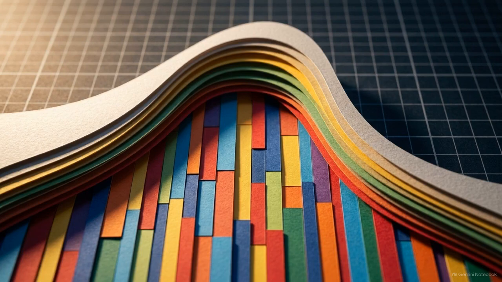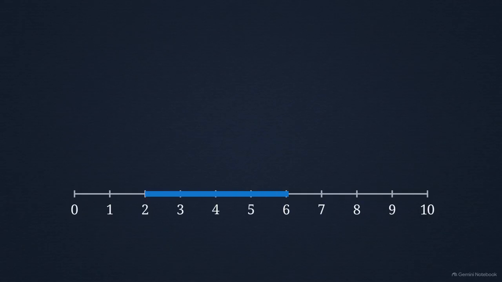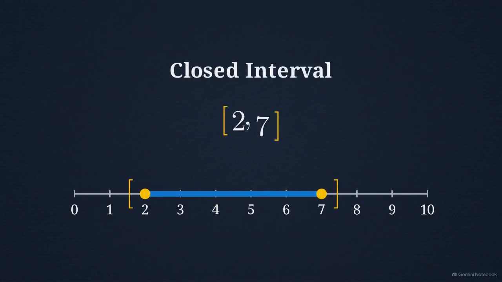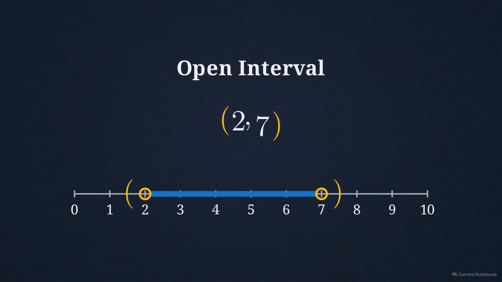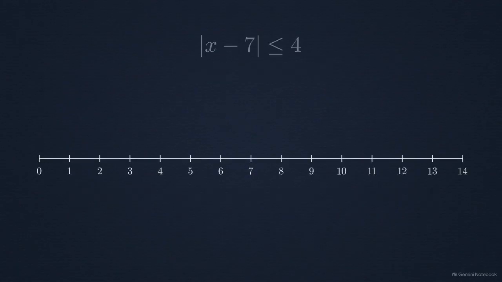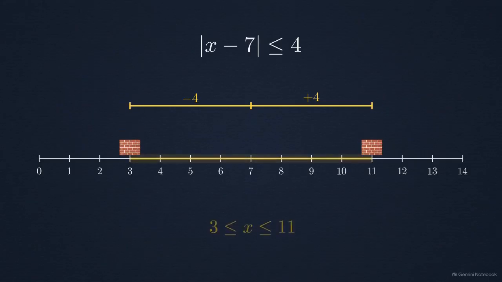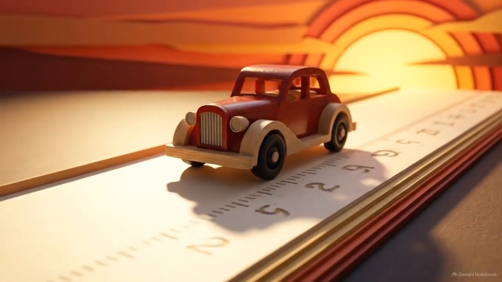We can also describe entire sections of the road using intervals. Solid dots represent closed intervals, meaning the endpoints are included. Hollow dots represent open intervals, where the boundary is not part of the set. An inequality like the absolute value of x minus 7 is less than or equal to 4 defines a specific region. You start at 7 and move 4 units in both directions. This illuminates a safe zone stretching from 3 to 11. This is the foundation for the definition of a limit.